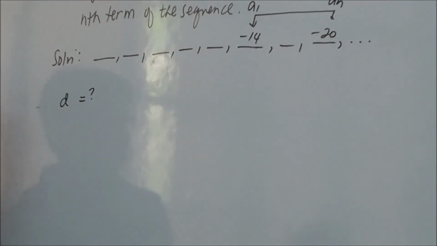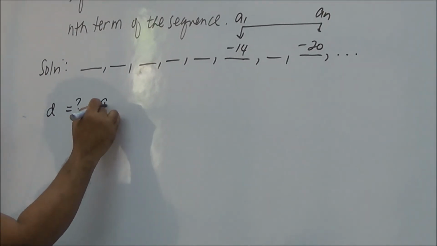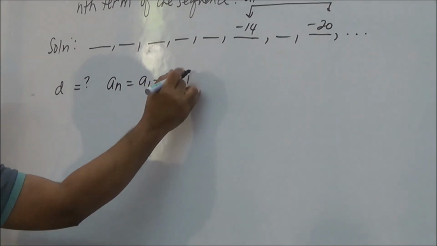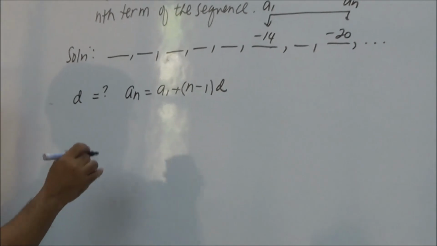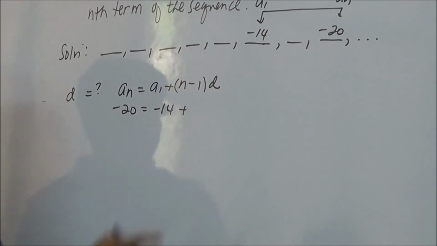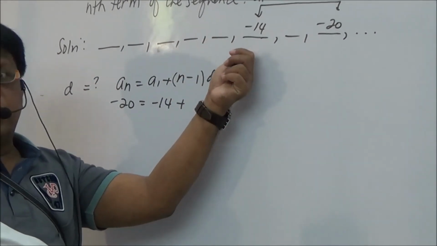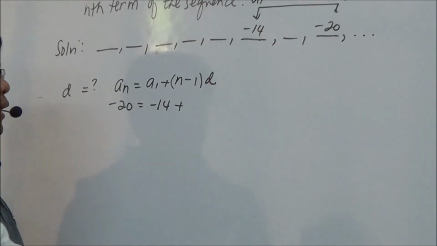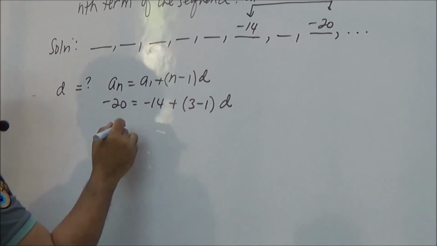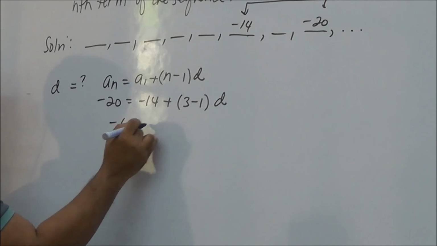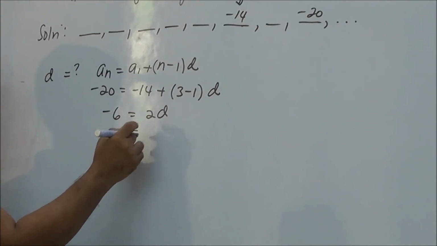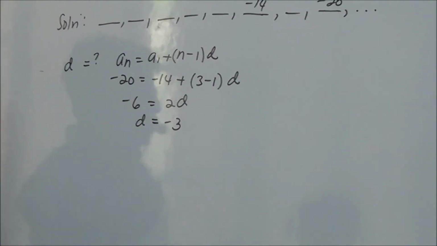Using now the formula, which is AN equals A1 plus (N minus 1) times D, AN is negative 20 equals A1 is negative 14 plus how many terms are to be considered here? We have 3 minus 1 times D. So this now is negative 6 equals 2D. So what is then D? Divide both sides by 2. We have negative 3.